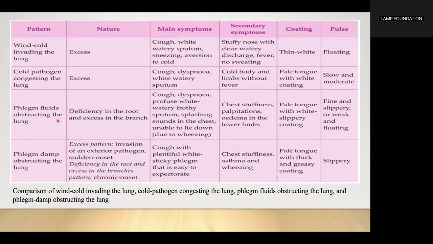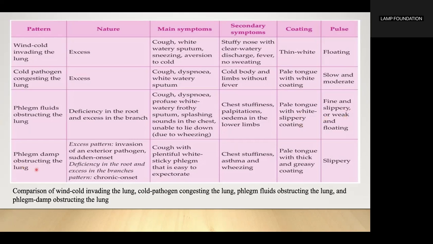Phlegm fluids obstructing the lung: deficiency in the root and excess in the branches. Main symptoms: cough, dyspnea, profuse white watery frothy sputum, splashing sounds in the chest, unable to lie down due to wheezing. Secondary symptoms: chest stuffiness, palpitations, edema in the lower limbs. Tongue is pale with white slippery coating, the pulse fine and slippery or weak and floating.